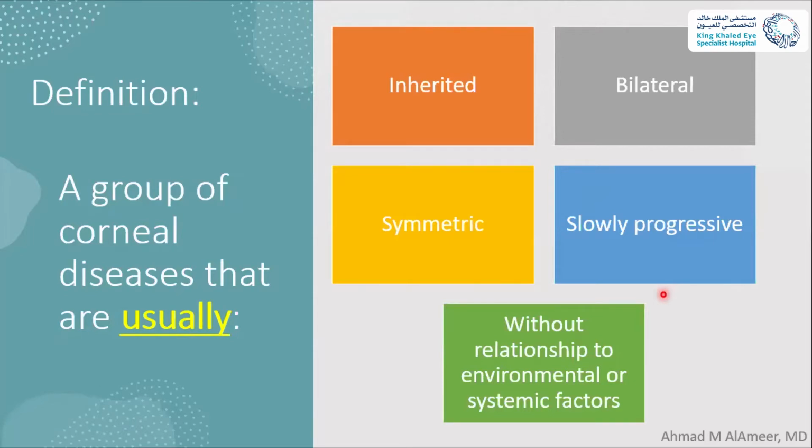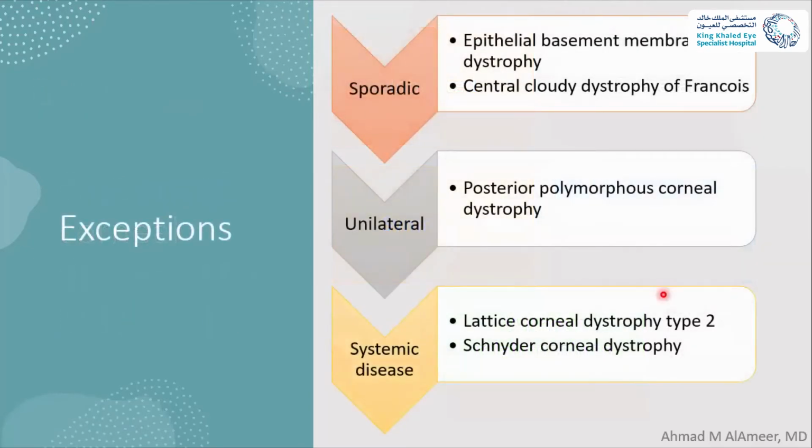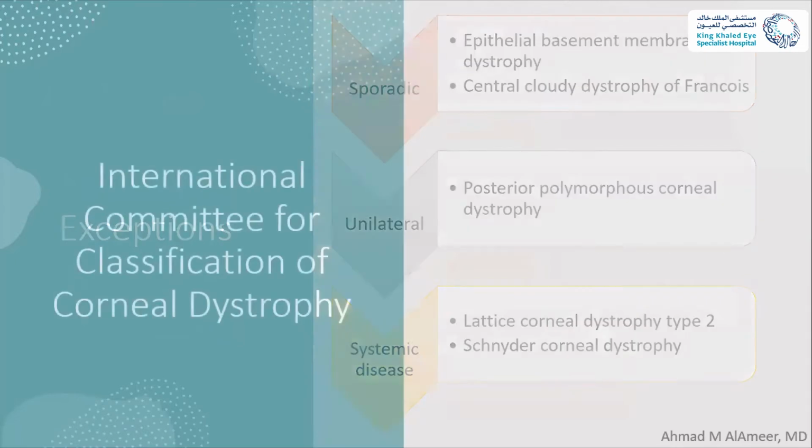So this is a very important slide, and this is the definition. Again, these are the exceptions. Epithelial basement membrane dystrophy is sporadic, posterior polymorphous corneal dystrophy is unilateral, and Schnyder plus lattice corneal dystrophy type 2 is associated with systemic diseases.